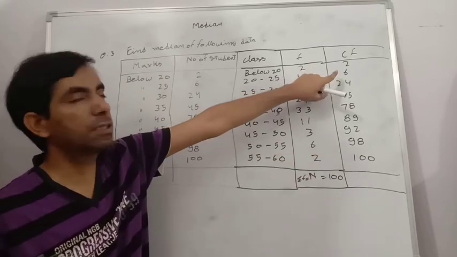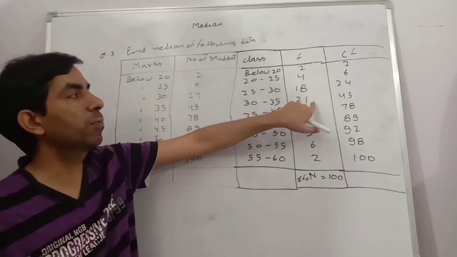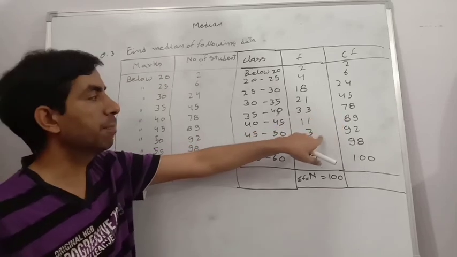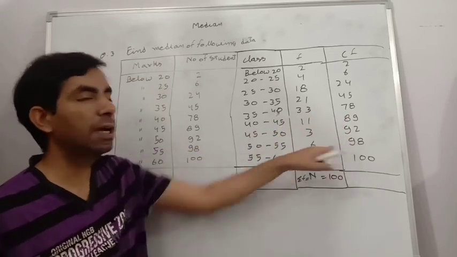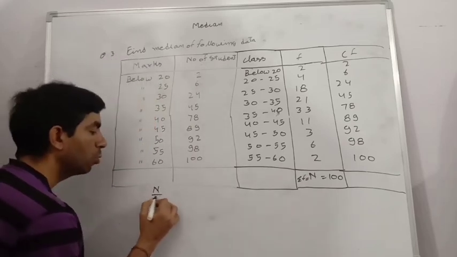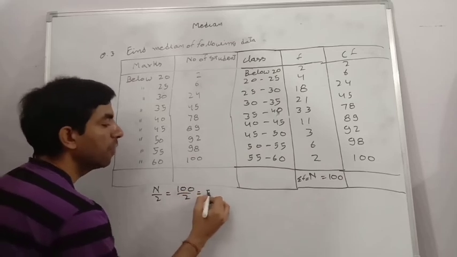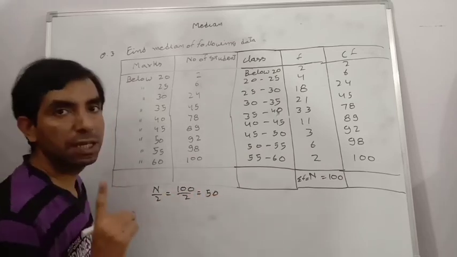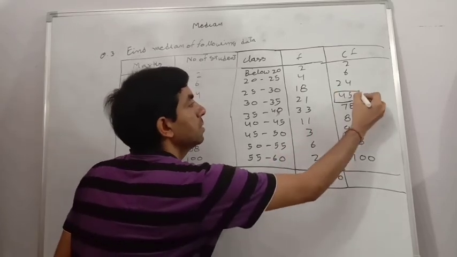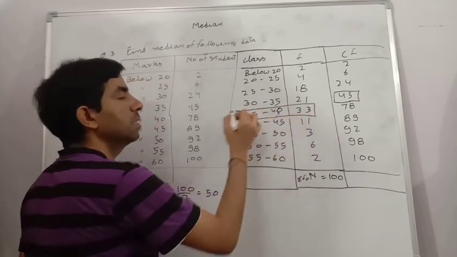Now we calculate the CF: 2 as it is. 2 plus 4, 6. 6 plus 18, 24. 24 plus 21, 45. 45 plus 33, 78. 78 plus 11, 89. 89 plus 3, 92. 92 plus 6, 98, and 98 plus 2 is 100. Now we calculate the n upon 2 value. Here n is 100, so n upon 2 is 100 upon 2, which is 50. So the CF less than 50 is 45, and the median class is 35 to 40. This is the median class.